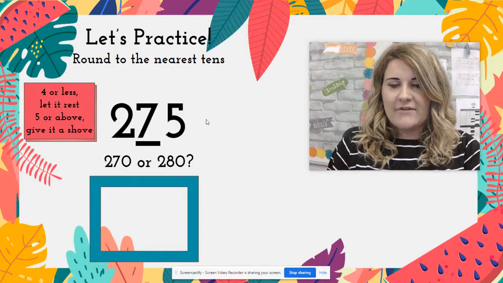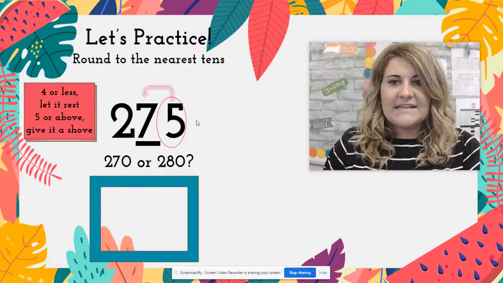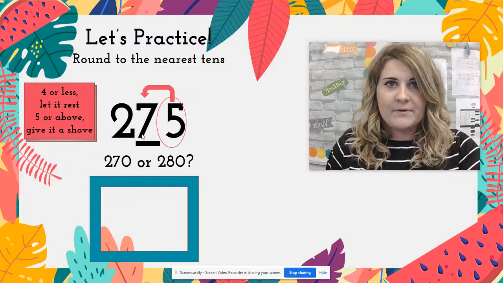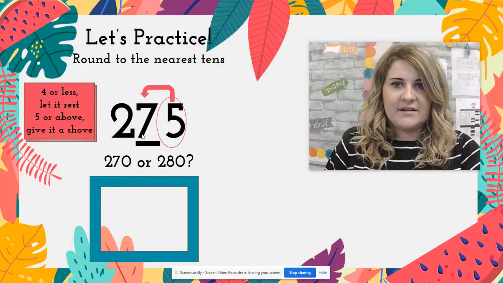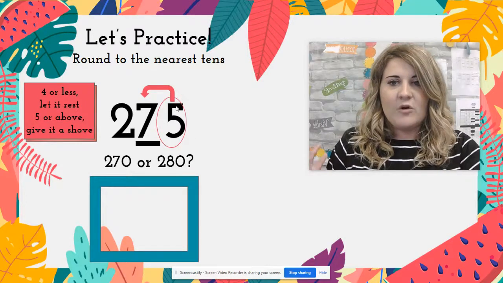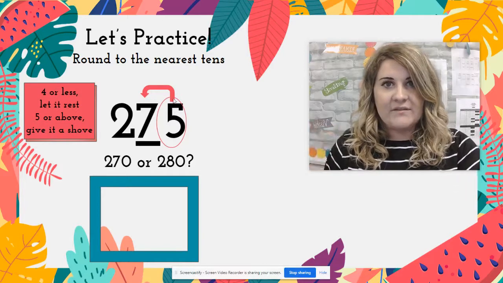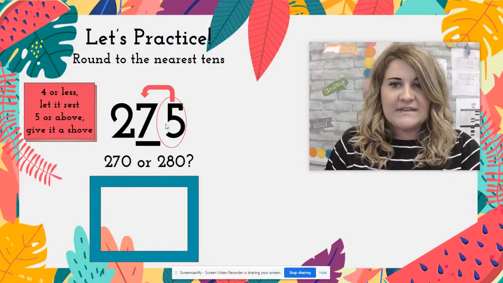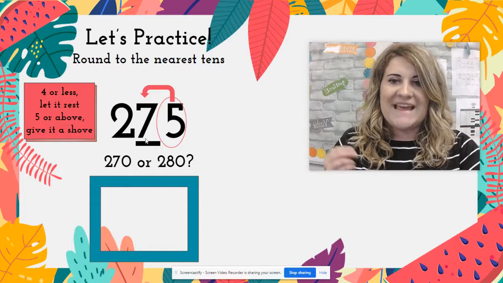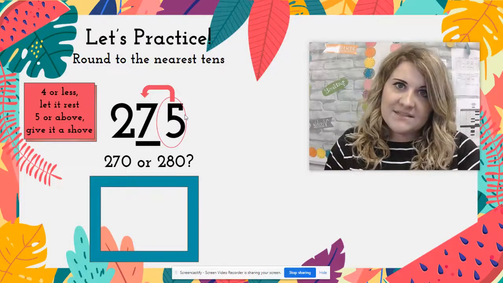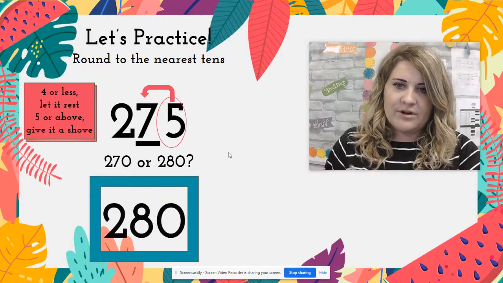We're underlining the 7. We're spotlighting the 5. Is the 5 telling the 7 to bump up or to stay a 7? Is it going to round to 270 or 280? Well, 5, is that 4 or less, or 5 or above? This is 5 or above, so we're going to give the 7 a shove. The 7 is going to shove up to the next number, which is 8. The 5 becomes a 0, and the 2 drops down: 280. Okay?